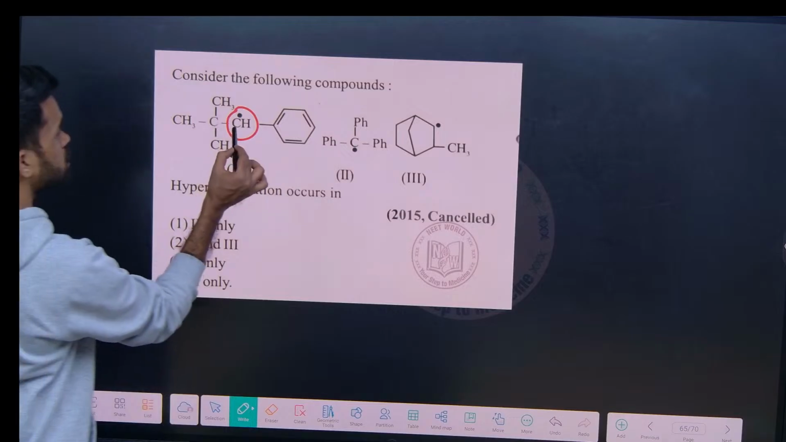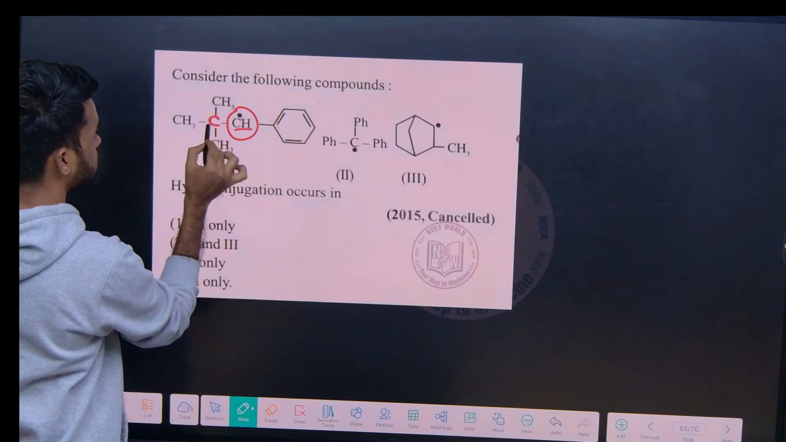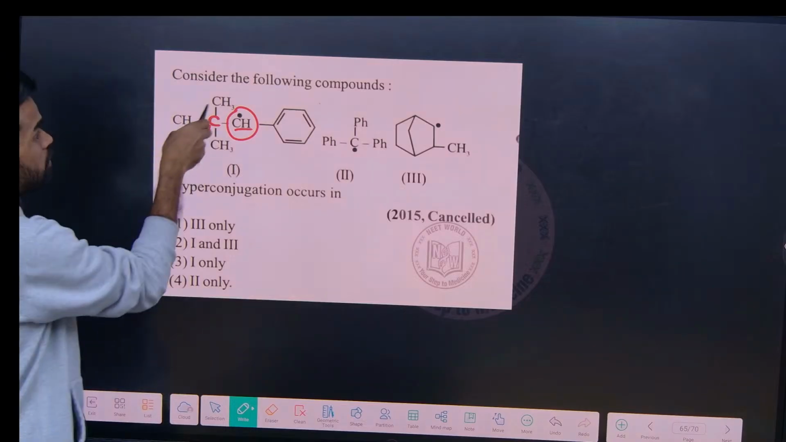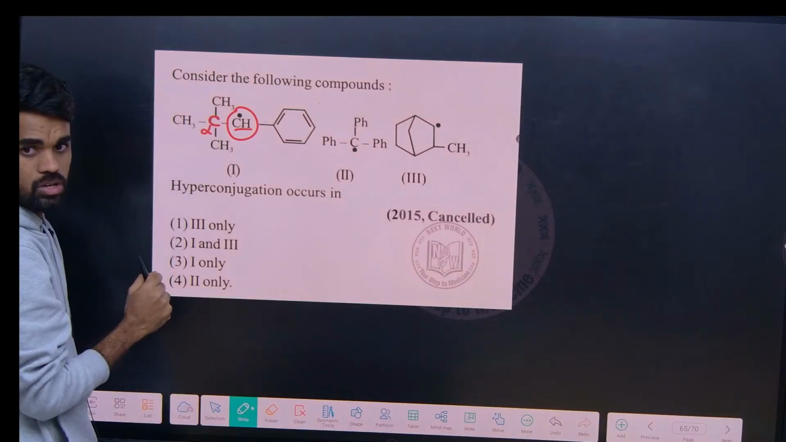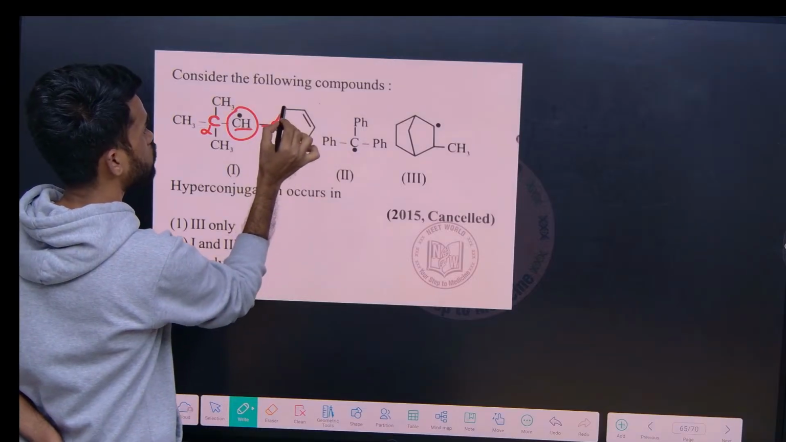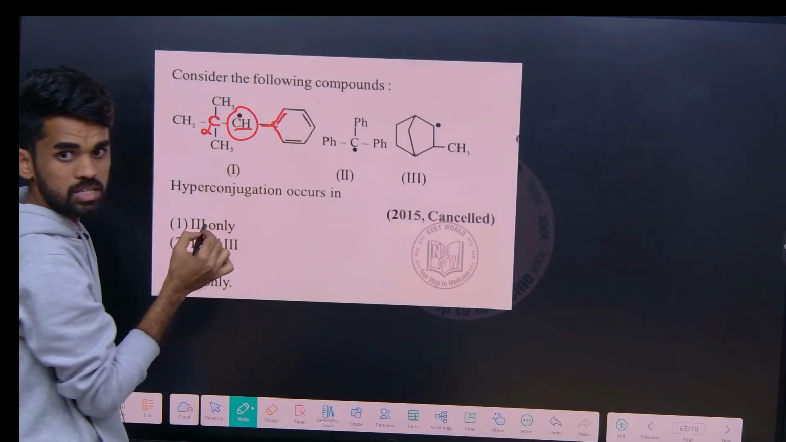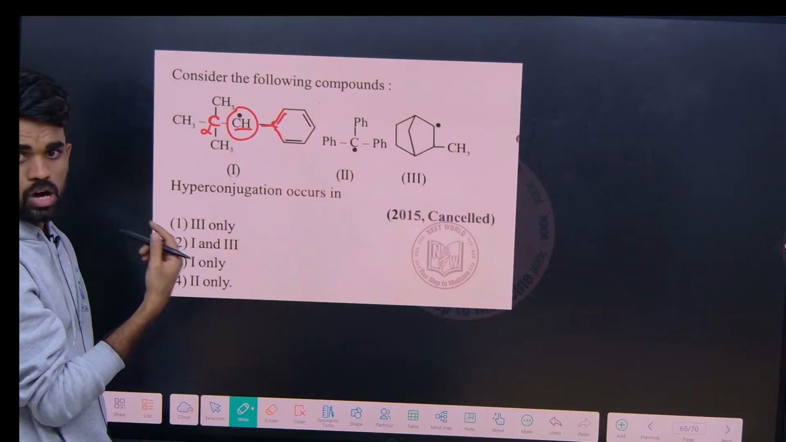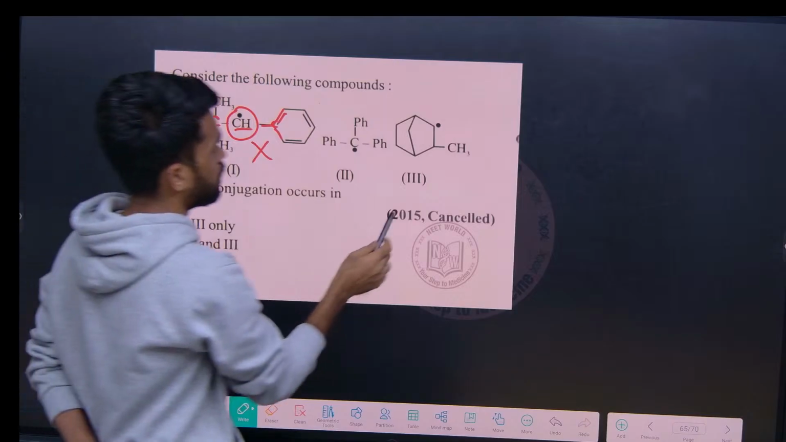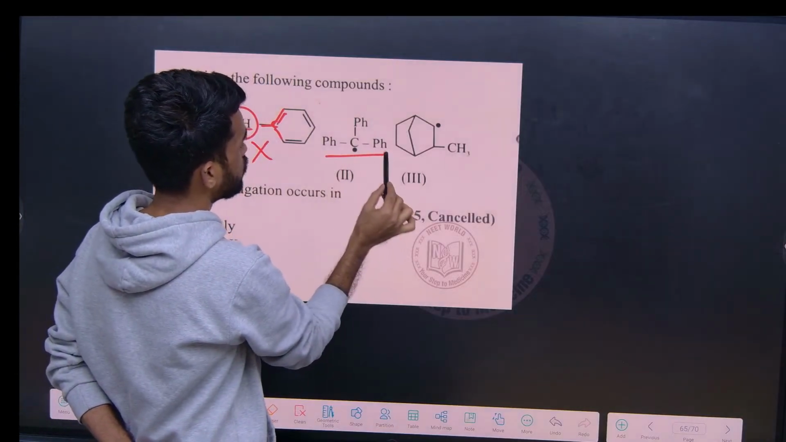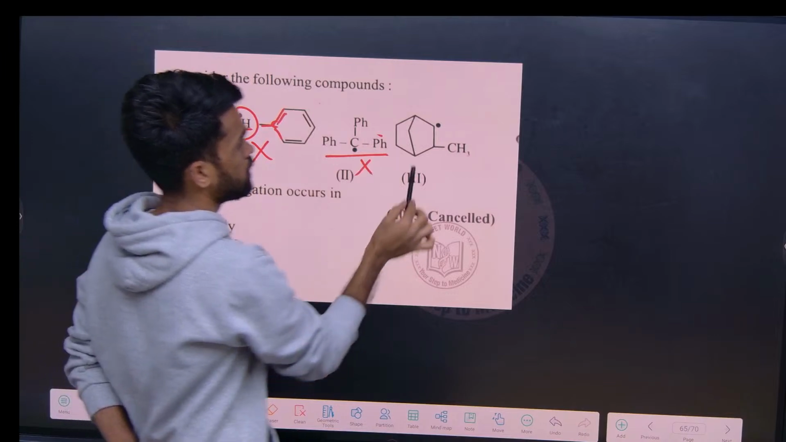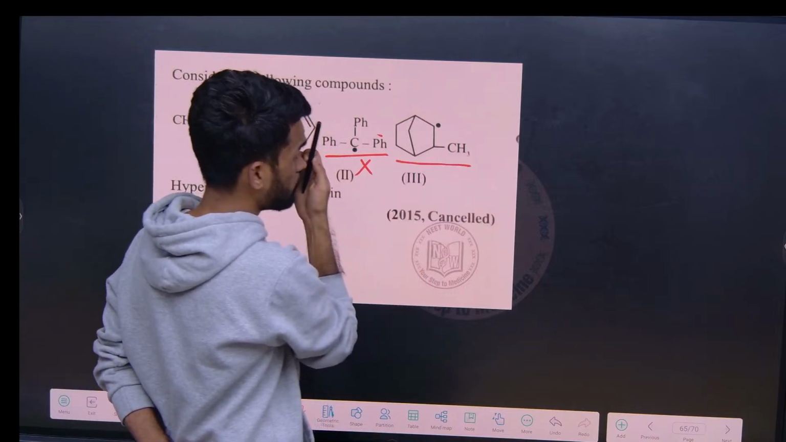See, the adjacent carbon to this is this one only, so alpha. So do we have any alpha hydrogens on it? No. Alpha carbons are there, but hydrogens? No. This side you can see, this is carbon. 1, 2, 3, 4. 4 bonds are there. So do we have alpha hydrogens? No alpha hydrogen, so no hyperconjugation in this case. In this case, do we have any? Phenyl is nothing but this ring only. So no hyperconjugation. And in this case, how will it be?